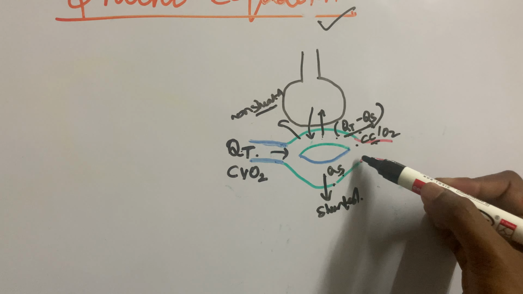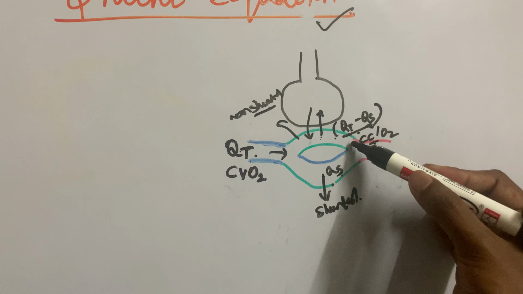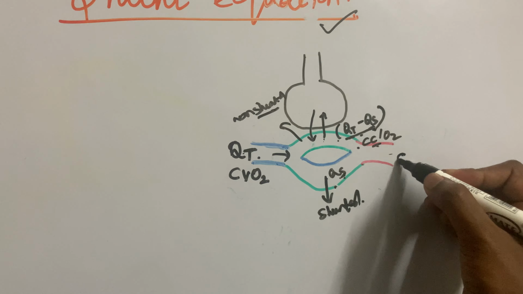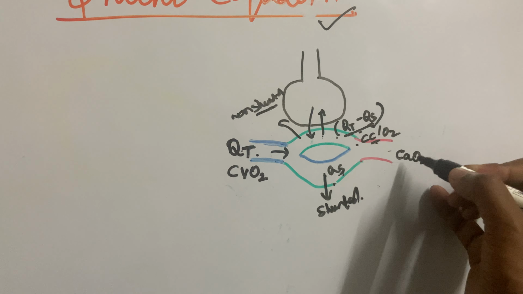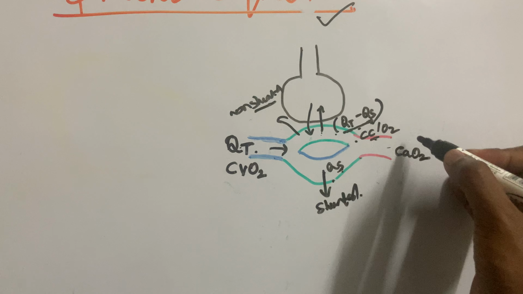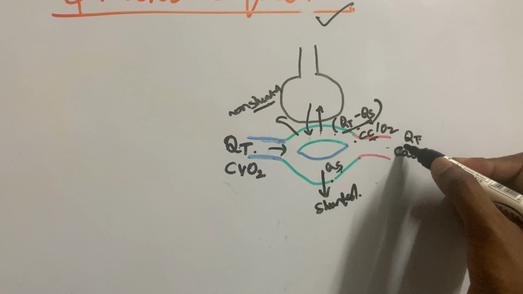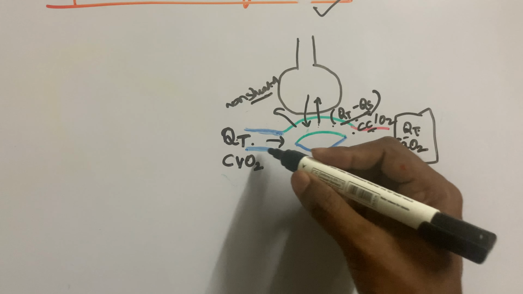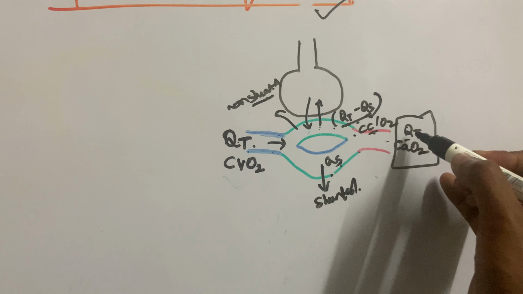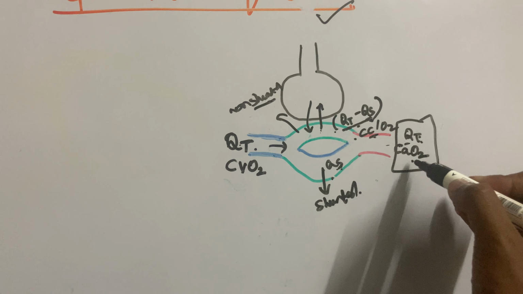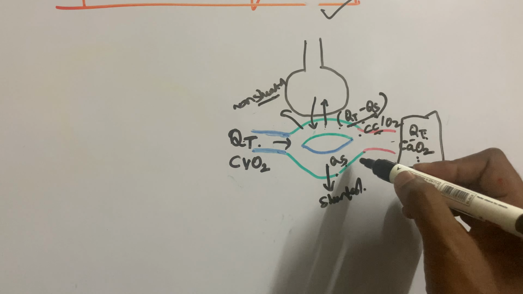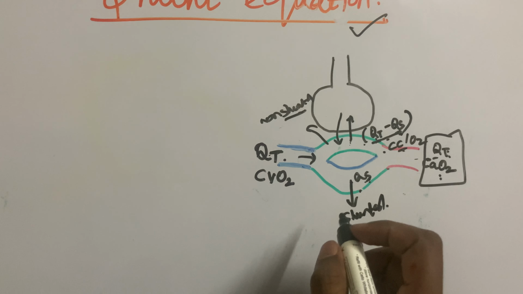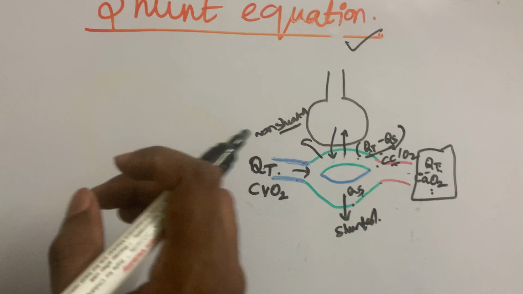Next, after getting oxygenated, the blood passes through the arteries. There, CaO2 is the oxygen content of the arterial blood, and the flow through it is Qt. This is the arterial end. Qt is the total flow through the pulmonary veins and pulmonary capillaries, finally entering the arteries. Qt minus Qs is through the non-shunted fraction, and Qs is through the shunted fraction. With the help of this we will derive the equation.